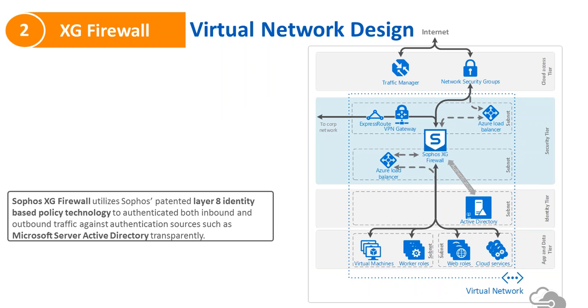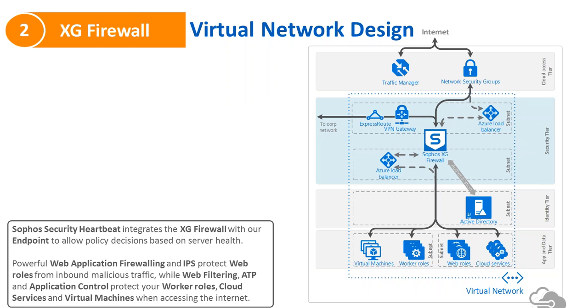Then, of course, the next thing that we can do is use the layer 8 technology that we have in the XG firewall to communicate with your identity tier, where you'll have something like a Microsoft Server Active Directory set up to authenticate that traffic coming in before we then forward it on to the actual app and data tier, where your virtual machines and your various cloud services and roles live.